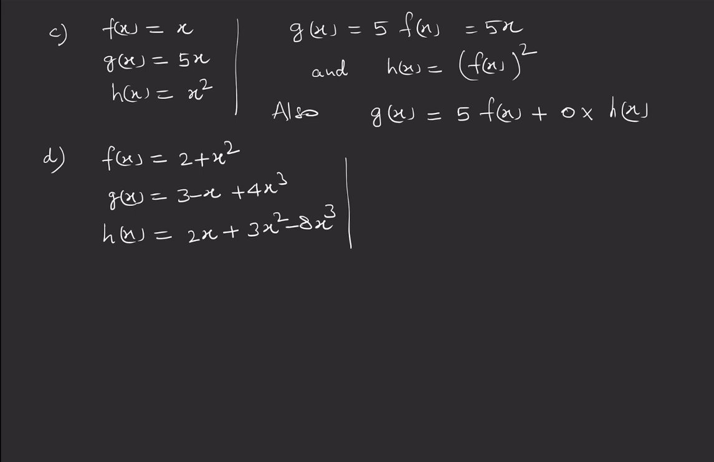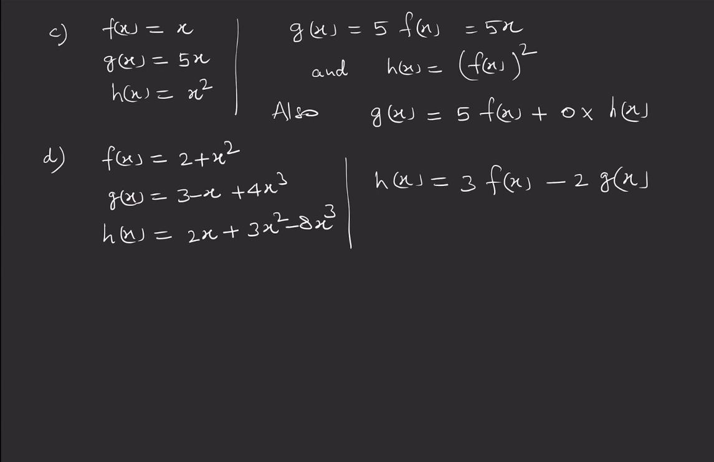So we can see that h(x) is equal to 3 into f(x) minus 2 into g(x). Thus we see that the set of functions D is not linearly independent, but they are linearly dependent, as one of the functions h(x) can be expressed in terms of the other two functions. Therefore, these three functions are linearly dependent.